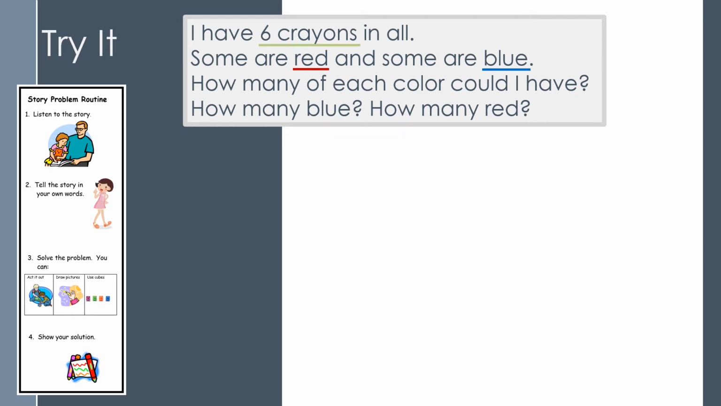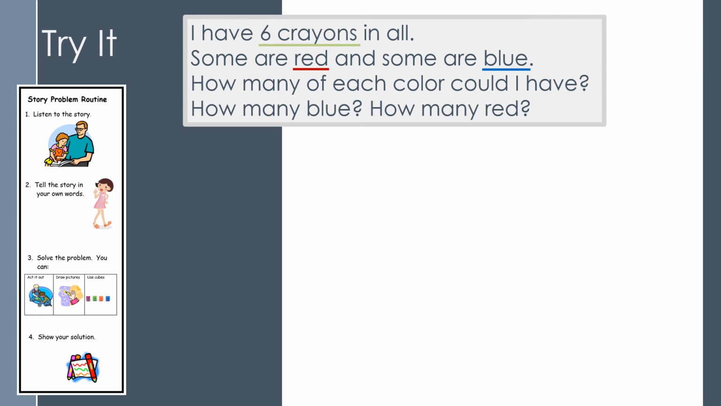Did you talk about how both the game and this story are asking us to find different combinations for the total of 6? The red and blue crayons are the 2 parts that make a total of 6 crayons in all. The story is different than the game because we are only finding combinations with 2 parts, red and blue.